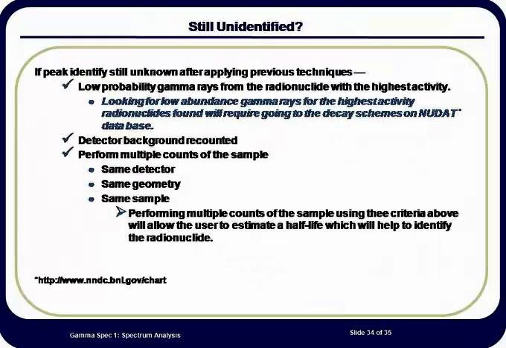Sometimes a literature search for low abundance gamma ray energies is required. The NuDat database is the most complete and accepted compilation of gamma ray energies for all radionuclides. If you are still stumped, determining the half-life of the radionuclide by performing multiple counts will help nail down the identity. Some tips on how to do this are noted on this slide.